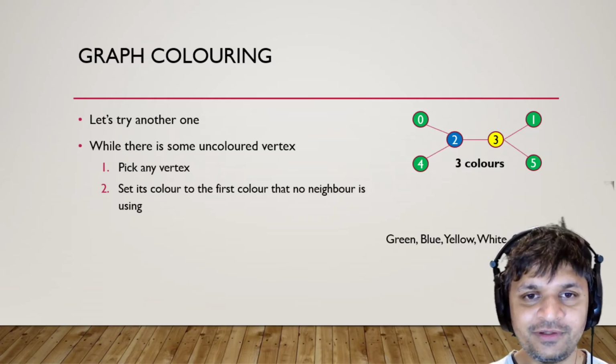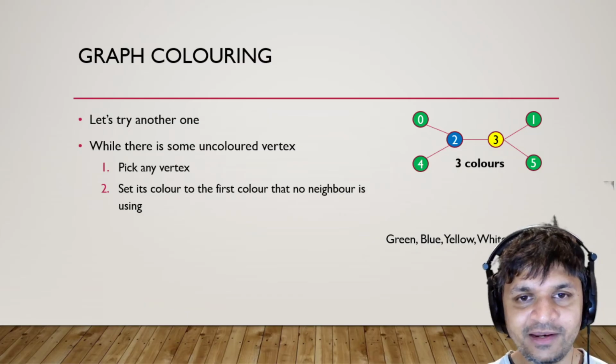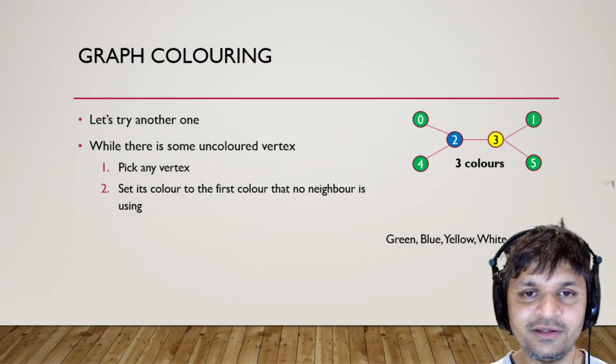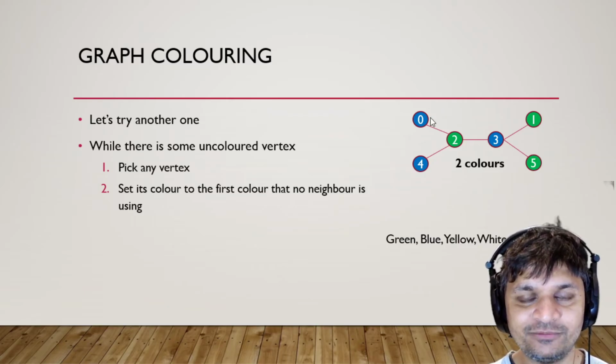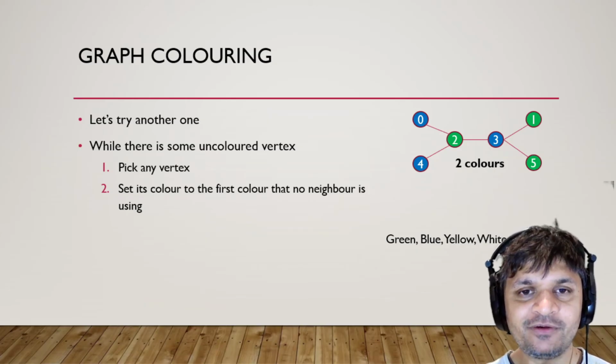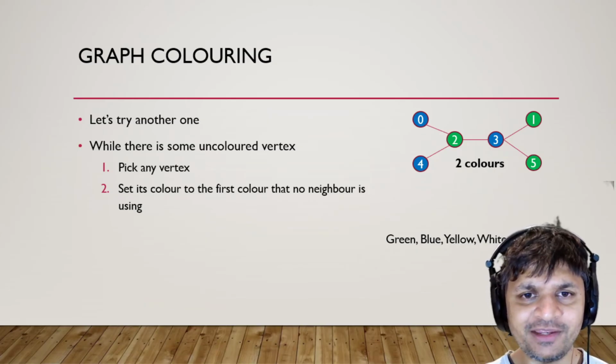Okay, that doesn't look terrible, but just by looking at it, I can see that there's a better solution, right? I could do this. Now, if we look at this, there's only 2 colors used for the same graph, and I didn't even have to use the yellow. You know, that's pretty great. So, what's going on here?